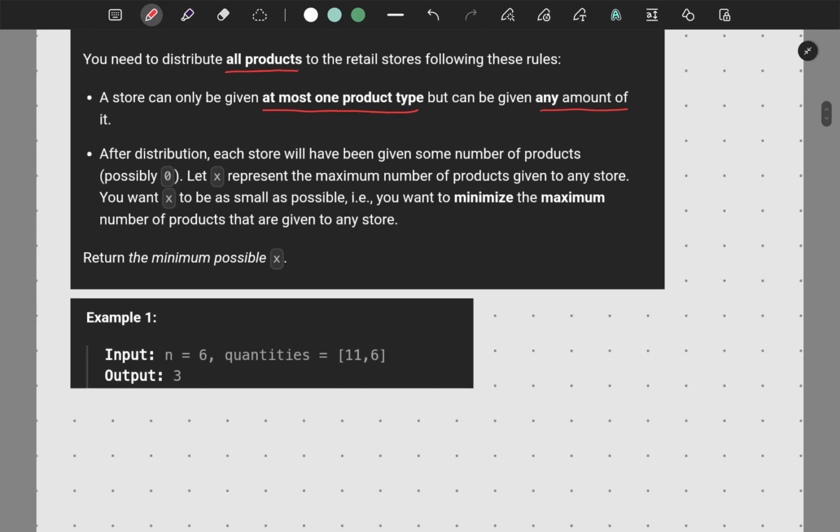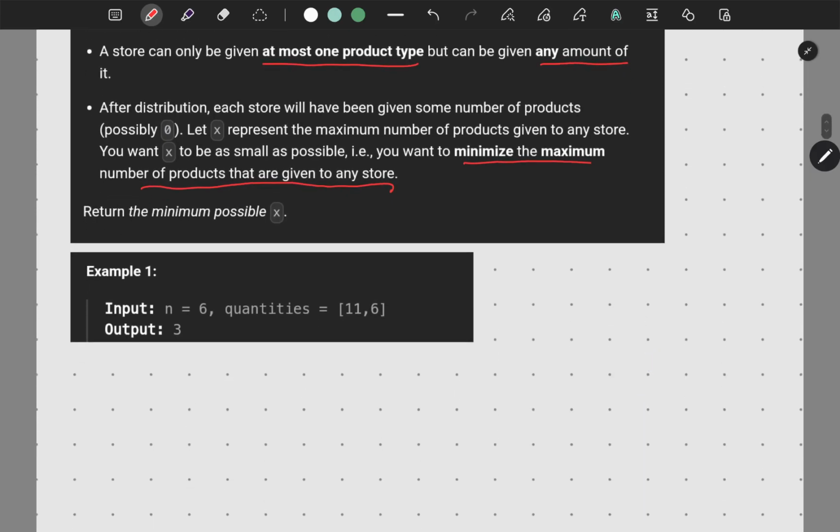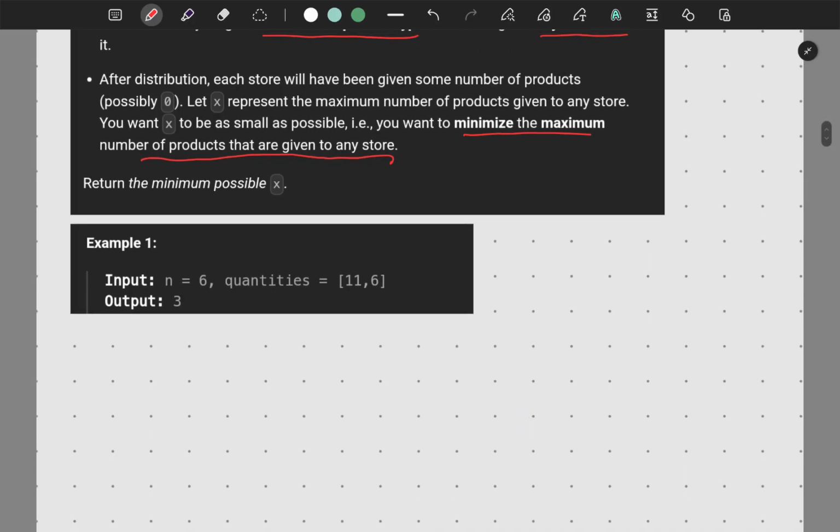Okay, so what do we have to do? We have to minimize the maximum number of products that are given to any store. Okay, so what we want is the maximum number of products that the store can have should be minimum. What does it mean? Let's look at an example.